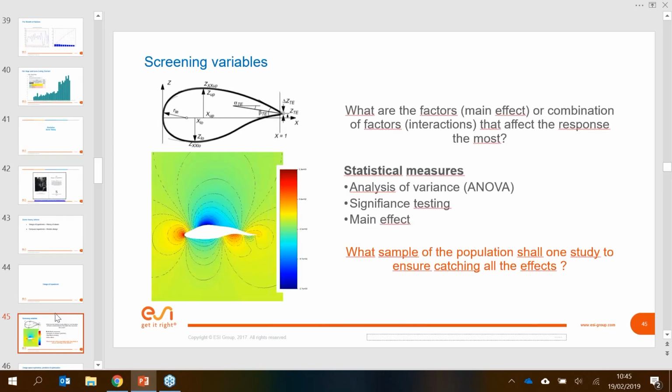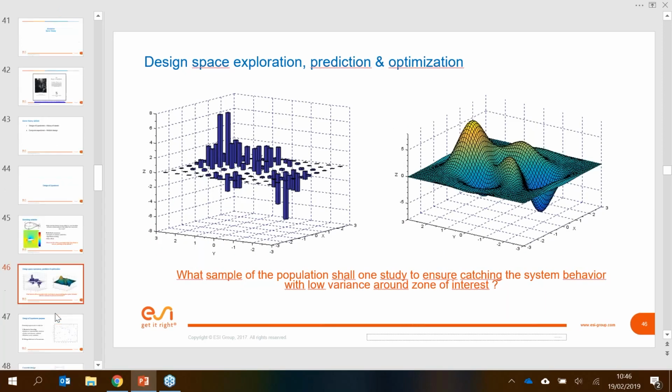Regarding design of experiments, there are different experiment purposes. You can find something we already described earlier in this presentation: screening variables. So it's making sensitivity analysis in order to find what parameters are responsible for the main effects and what are the most important interactions between factors to take into account in a system behavior. The second application is design space exploration and prediction, and finally optimization.